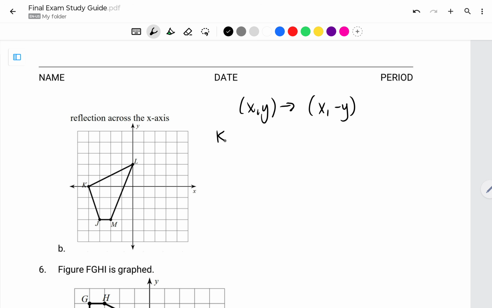I'm going to start with k. K is sitting at negative 5 and 0. Sorry, negative 4 and 0.